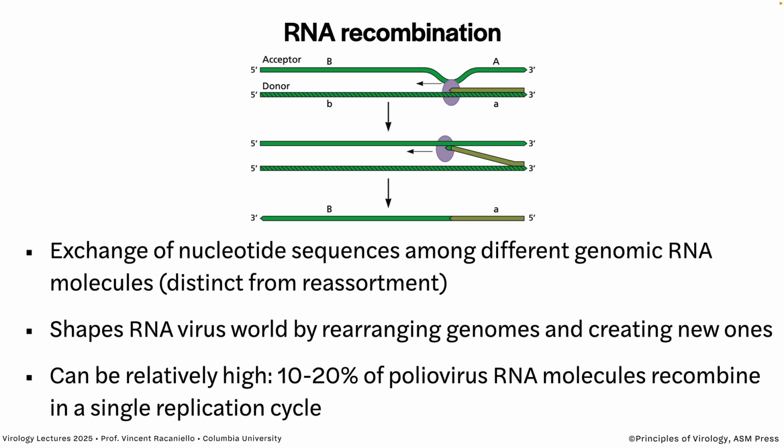And so RNA recombination is another important mechanism of genome plasticity, not just mutation rate, but the ability to exchange fragments. Interestingly, negative-strand viruses don't do this. There's no evidence for recombination among them. I'm not sure why.